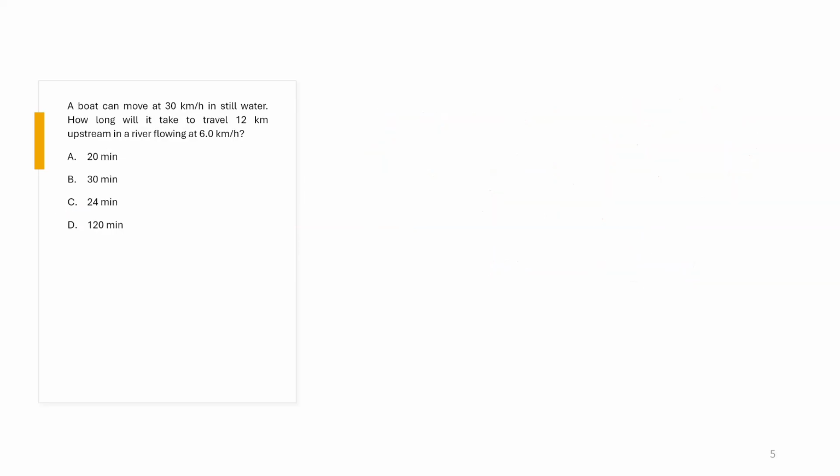Next question. A boat can move at 30 kilometers per hour in still water. So we know that the velocity of the boat, I suggest that you write it, is 30 kilometers per hour. And it says how long will it take to travel 12 kilometers. So we want to cover a distance of 12 kilometers, let's say, and how long does it take, if it's going upstream in a river flowing at 6 kilometers per hour.